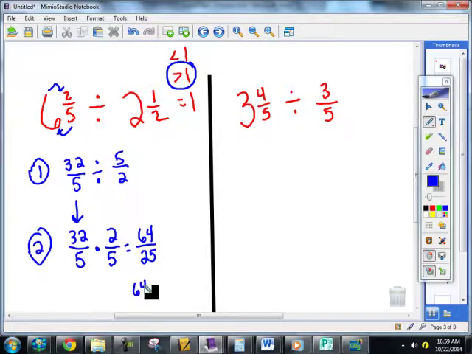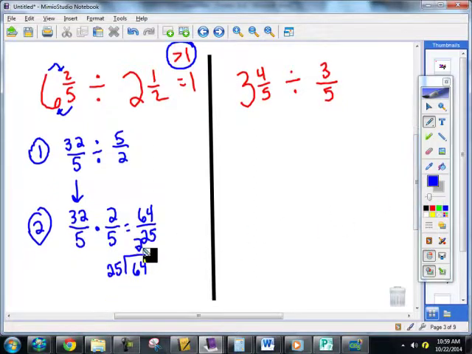So now we got to convert it to a mixed number. I know that 25 will go into 64 2 whole times. And then I multiply, and I get a remainder of 14, and that just becomes your numerator, your fraction. So you end up getting 2 and 14/25. Okay, hopefully you all got that.